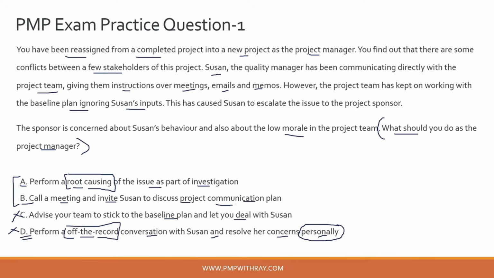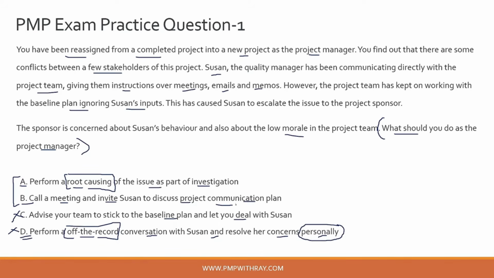Now Susan may come into the meeting and say, you know what, I have listened to your communication plan, I will try to abide by it as much as possible, but you need to address the concerns I am having, and I feel that your project team is not taking the considerations of quality into your project deliverables. Now, how will you answer that? So in this situation, just discussing the project communication plan might not be the best approach, because it will not resolve the concerns that Susan is having.